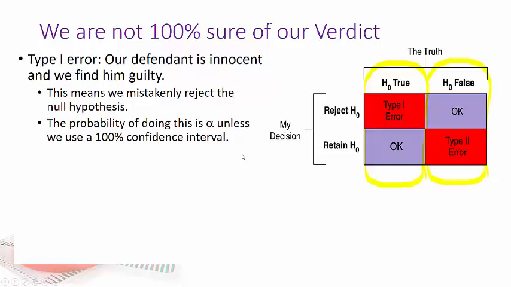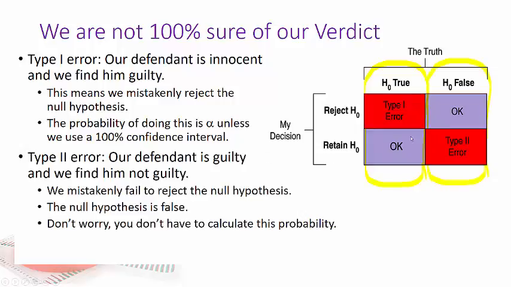All right. Now, the type 2 error is when the truth is that they are guilty. All right. So we mistakenly fail to reject. If he is guilty and we say he's guilty, we didn't make an error. But if he is guilty and we say he's not guilty, that's where the error happens. All right. Don't worry. You generally don't have to calculate this probability.